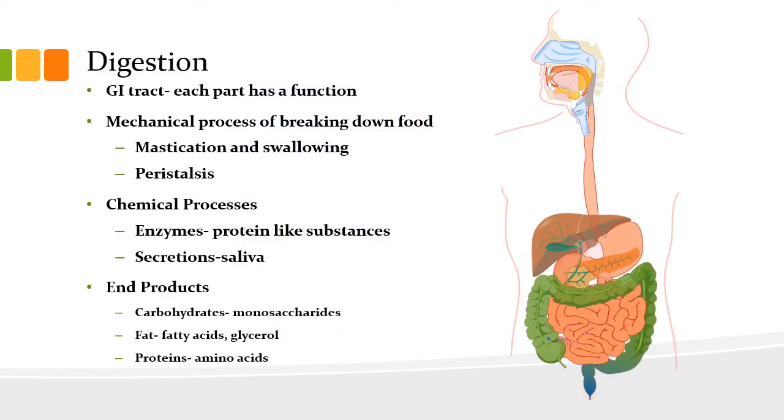So digestion. Digestion occurs in the GI tract. Each part has a function. It is the mechanical process of breaking down food. It starts with the mastication or chewing and the swallowing. And the peristalsis moves the food down into the stomach. There's also the chemical process, where enzymes, which are protein-like substances, and secretions found in your saliva break apart food. This takes us down to the end products of food: carbohydrates are monosaccharides, fat is fatty acids and glycerol, and proteins are amino acids.